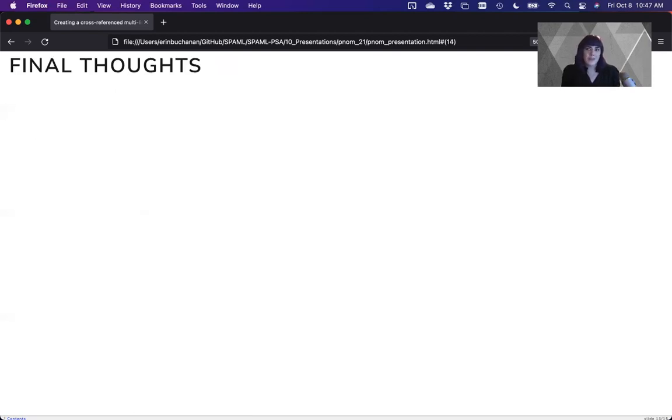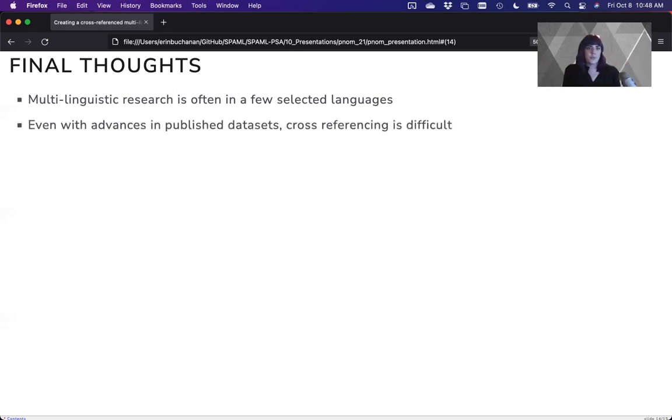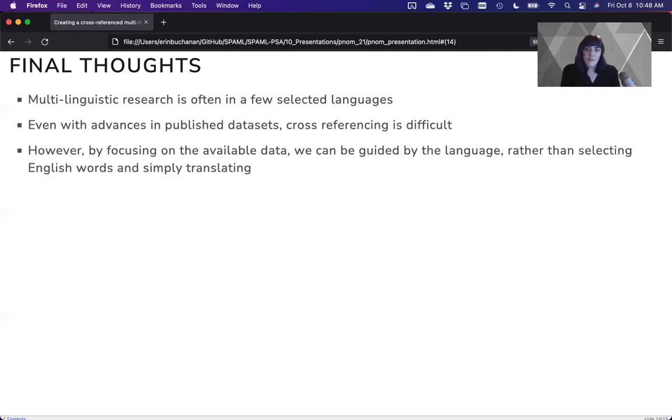And so some final thoughts on creating such a complex data set to start a study. Multilinguistic research is often only done in a few select languages. So doing something across this many languages is not usual. Even with the advances in publishing of data sets, this sort of cross-referencing is still fairly difficult, right? There are a lot of holes. However, by focusing on the data that's available and letting the data drive our decisions, we can be guided by the language itself rather than selecting the words and simply translating. Because I want to understand, you know, these linguistic features across language, not in English translated into another language. So this really allows us to think culturally across many cultures.